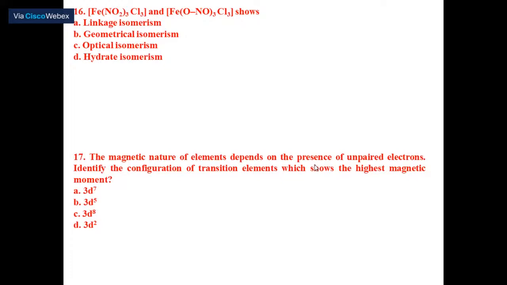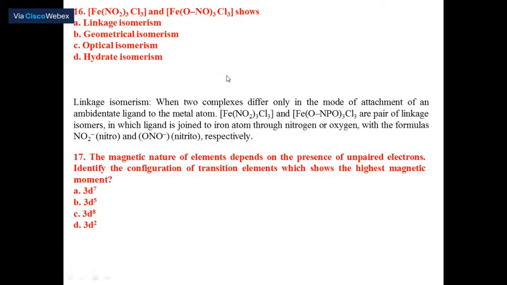So Fe(NO2)3, it is linkage through nitrogen. An ambidentate ligand is present. NO2 is an ambidentate ligand, so it has two donor atoms. It can link through nitrogen as well as oxygen. In the second case, they have shown here (ONO)3. That means linkage here through O, linkage here through N. That is why it is exhibiting linkage isomerism. It is exhibiting linkage isomerism.